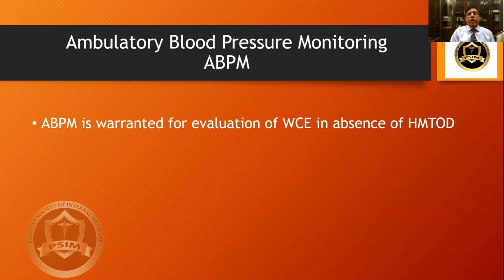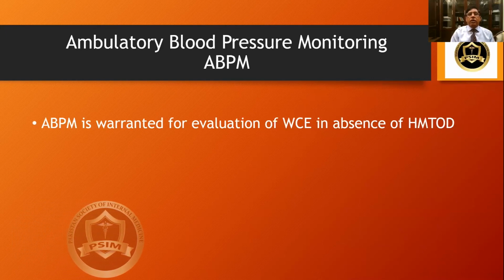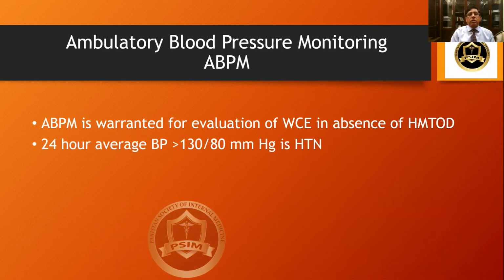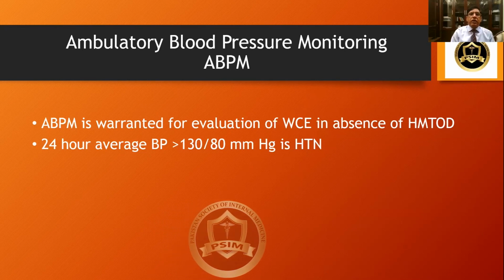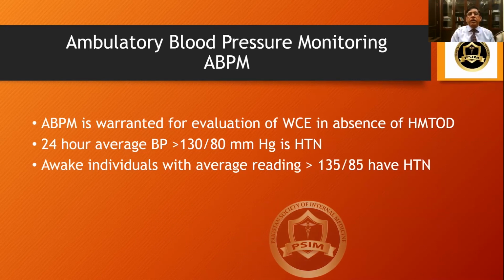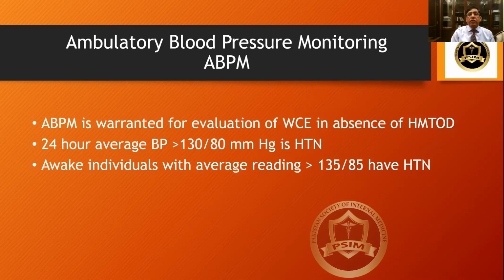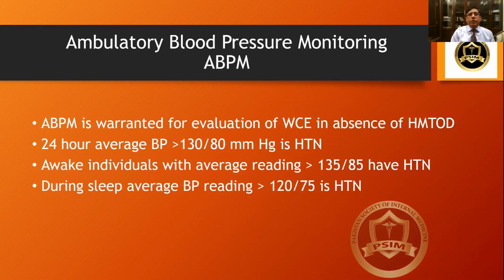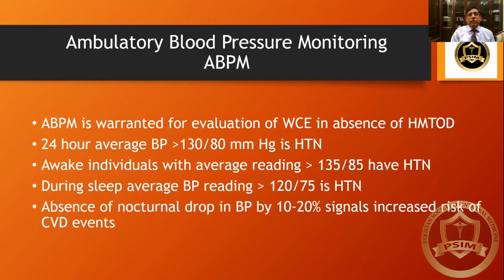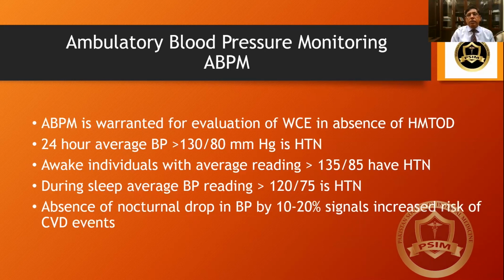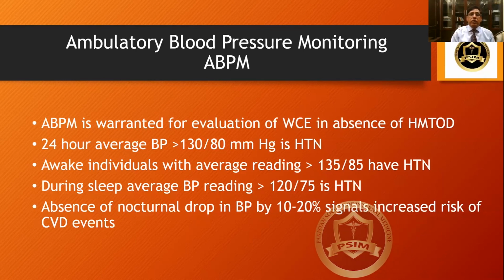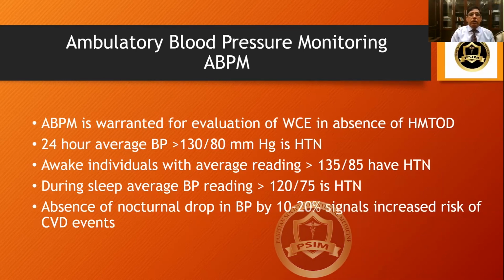Now, this would be required, one, to check out the white coat effect. If the 24-hour average of blood pressure recorded through this methodology is more than 130/80, it is hypertension. If the daytime or awake period average reading is more than 135/85, this is hypertension. And if during sleep the average blood pressure recording is more than 120/75, this is again high. And if there is absence of a nocturnal drop in blood pressure by 10 to 20% of the daytime reading, this patient also is at an increased risk of cardiovascular events.